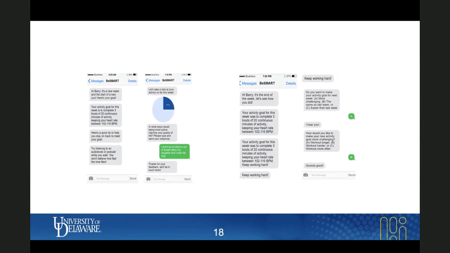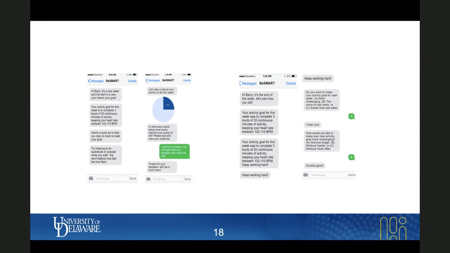So at the end of the week, BSmart again sends you a pie chart saying whether you have achieved the goal or not. If the participant has achieved their goal, you now have options of increasing your goal to be more challenging, or you can keep it the same as last week. If you choose more challenging, you can make it either longer or harder.